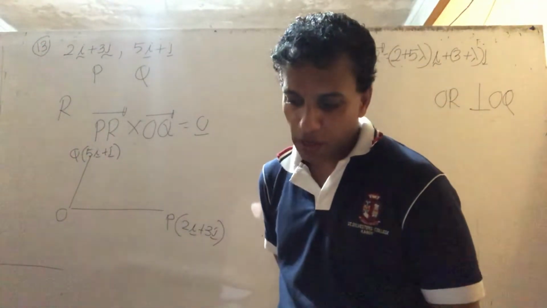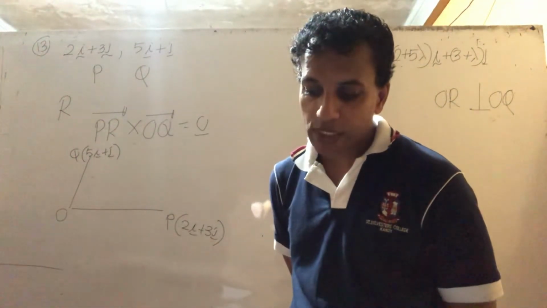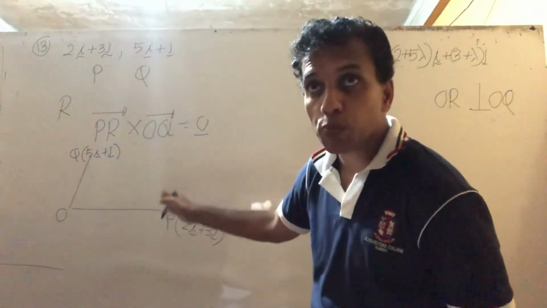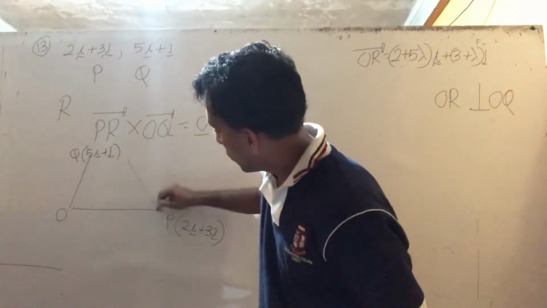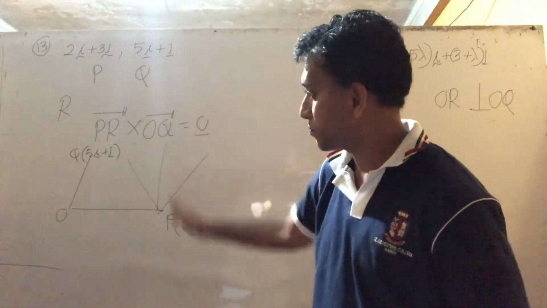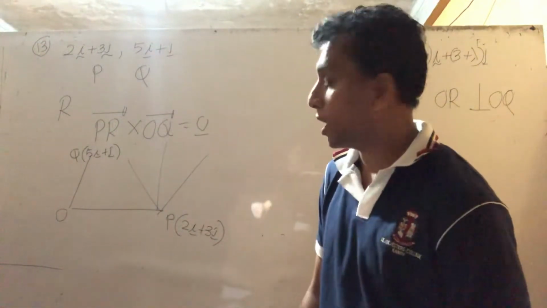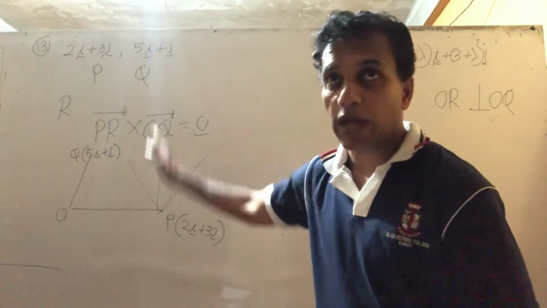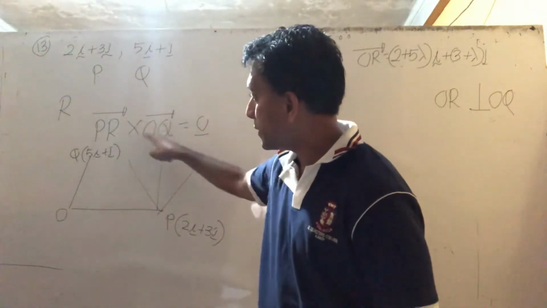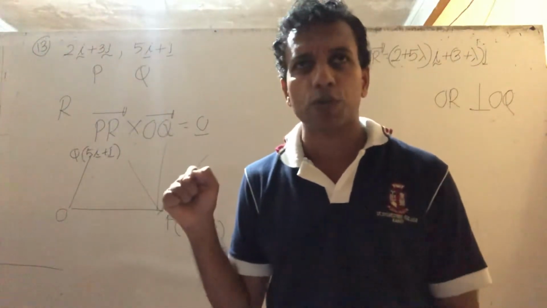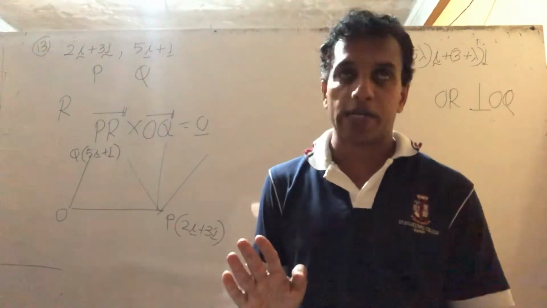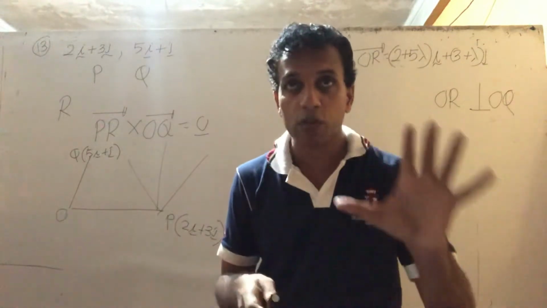Where is R? R is a point on the straight line through P. So it can be somewhere here or here. Any point on the straight line through P. R lies on that line through P, right? Also they said PR multiple OQ. First time I am showing this question. This is not a scalar product, it is a vector product. So I'll show something about the vector product.